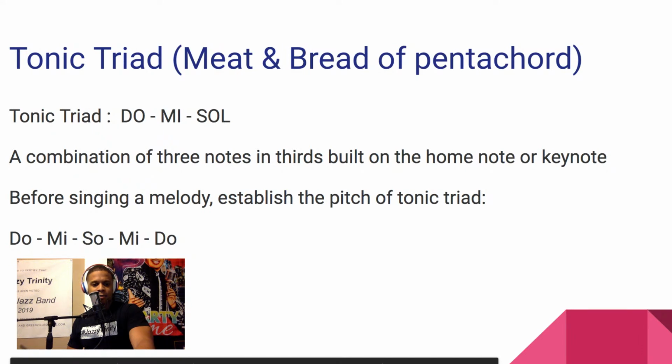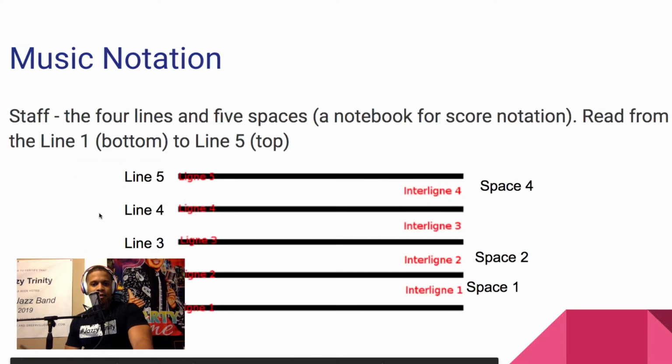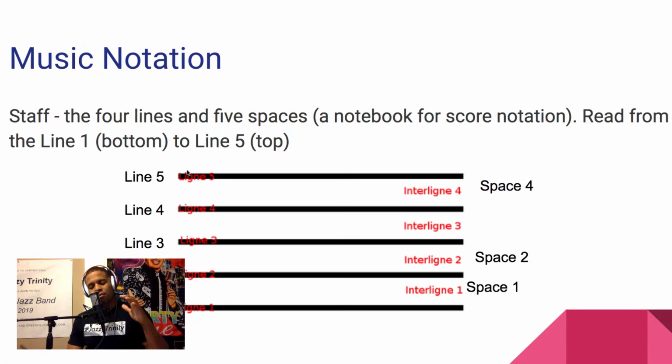All right, let's keep it moving here. Music notation: our staff, which is what we call the 5 lines and 4 spaces. If you notice there, it actually reads different from what I'm saying, but it's 5 lines and 4 spaces.